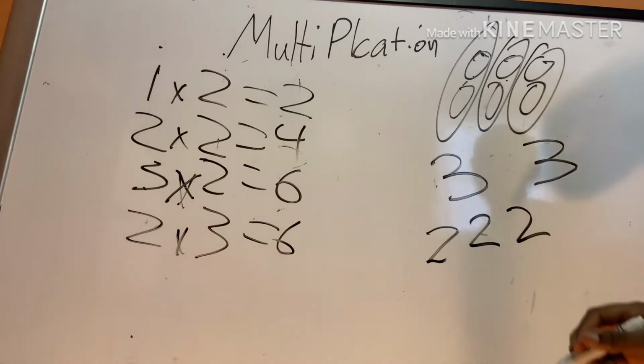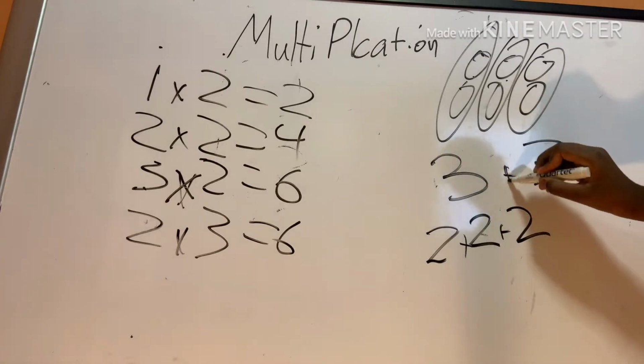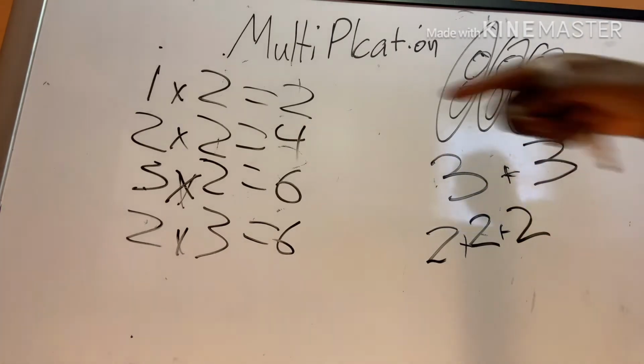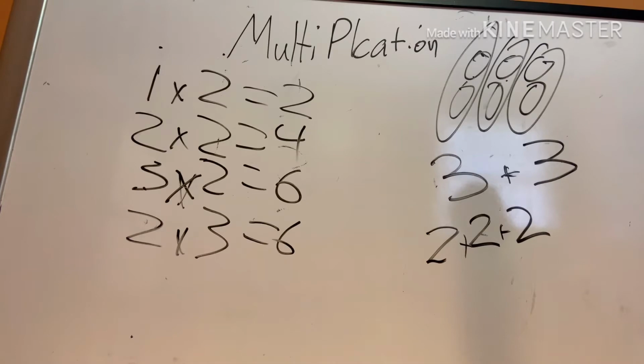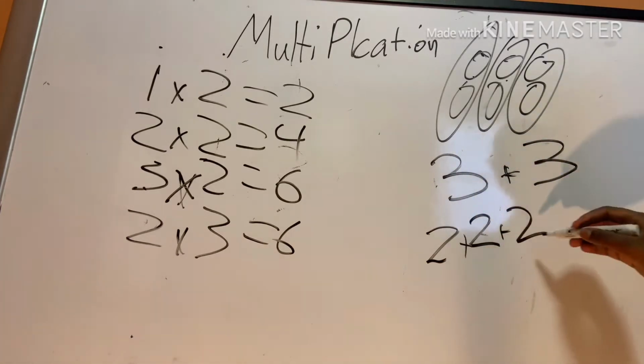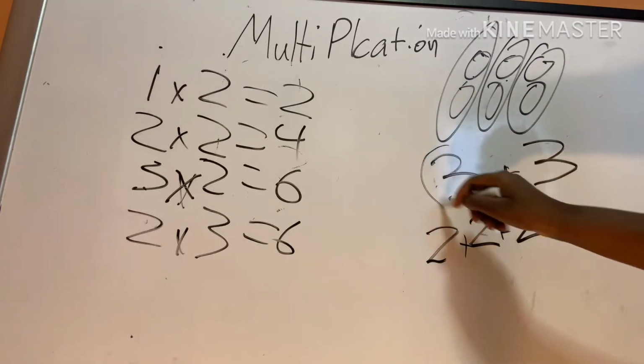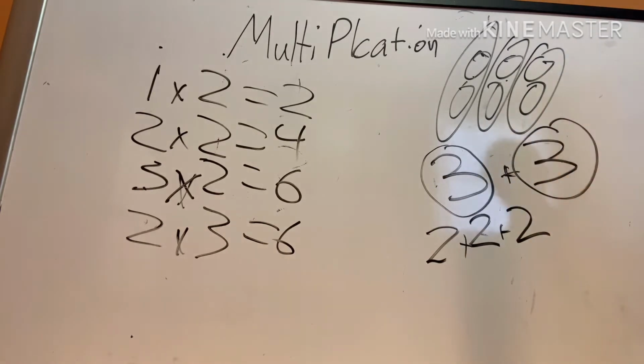of 2. So it's kind of like adding these all together. But you wouldn't be adding them, you would be multiplying them by the number sentence. So for this, 3 plus 3 is 6, 2 plus 2 plus 2 is 6. So you would have 2 groups, first group, second group of 3. And since those 2 groups of 3 equal 6, because 3 plus 3 equals 6, it's going to be exactly the same for this one.